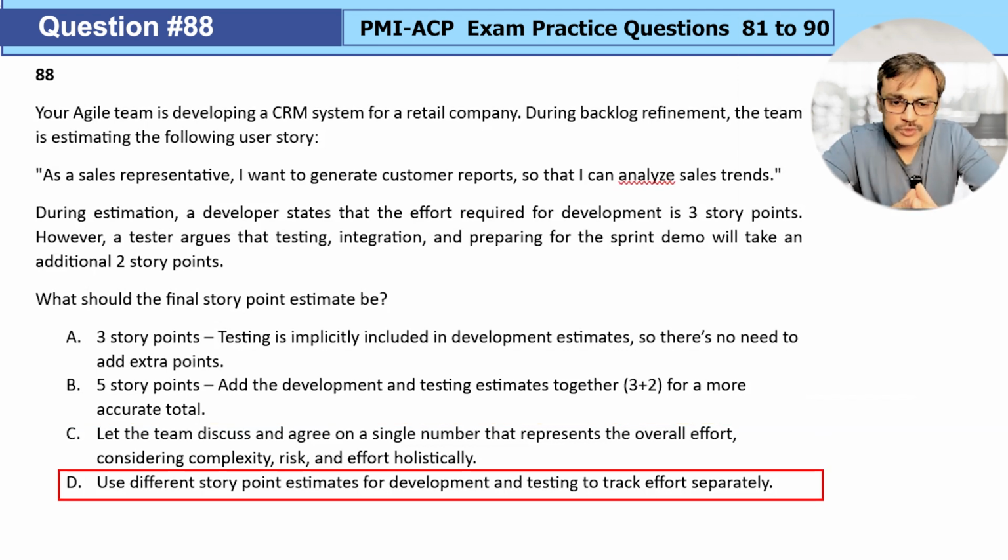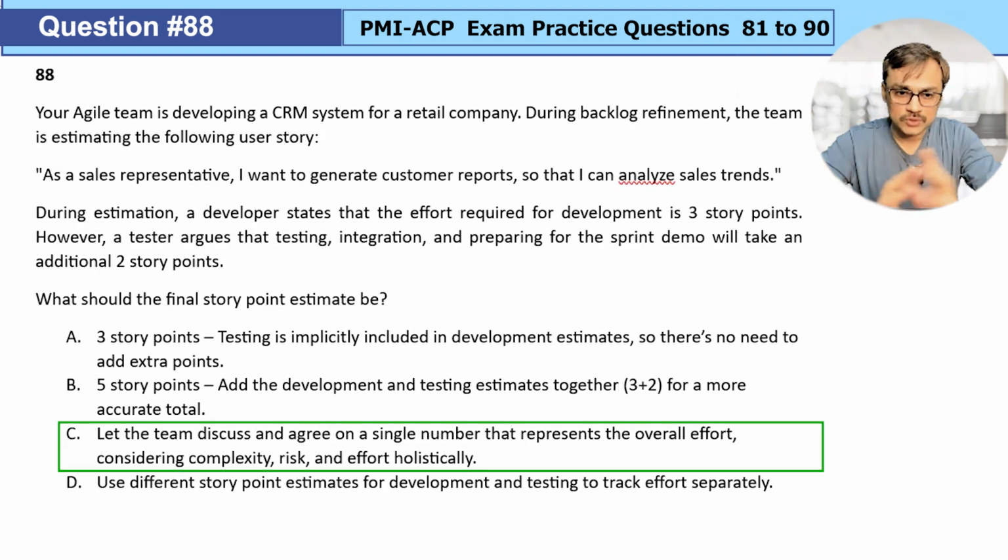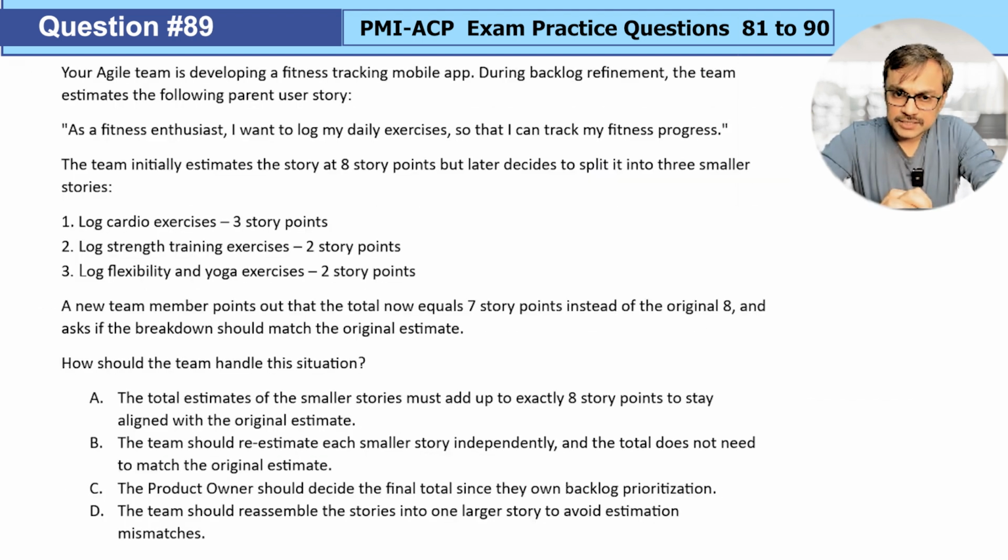Option D, use story point estimates for development and testing to track effort separately. That's another dysfunction. You can say, oh, we will put 2 story points here. Development story point is 3, testing story point is 2, and we will maintain these separately. That will be a big chaos. When the story gets done, how do you rank it? If only development gets done and testing is not done, that's not going to happen. That's not at all the intent. And if some organizations are doing it, they are creating more confusion for their own measurement system. So simply option C.